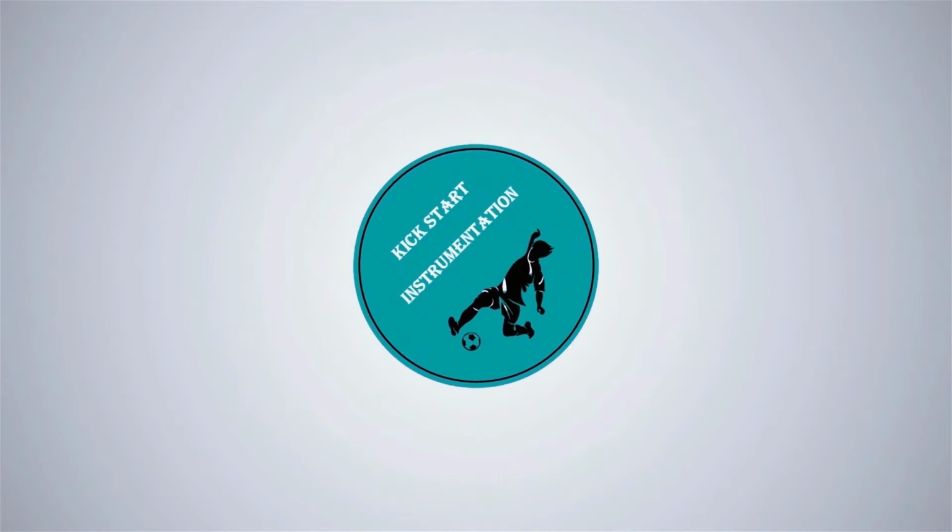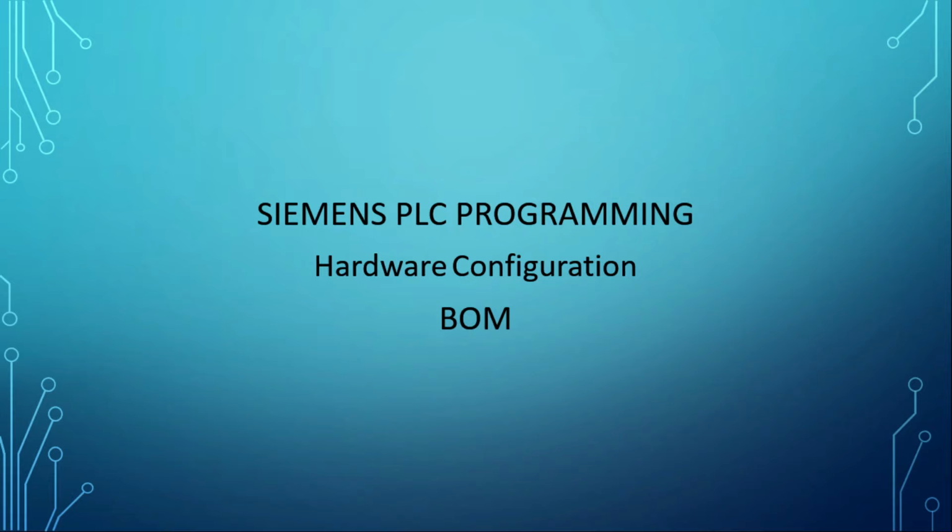In this video, I am going to start a Siemens PLC programming tutorial for beginners. The first video will be hardware configuration. To do a hardware configuration, we need the bill of material, which will include all the part numbers that we are going to use for the hardware configuration.